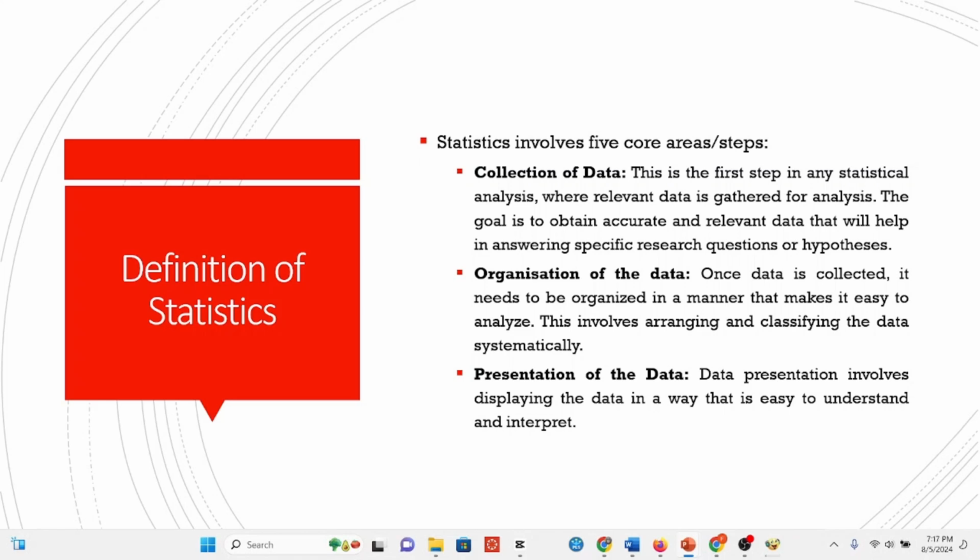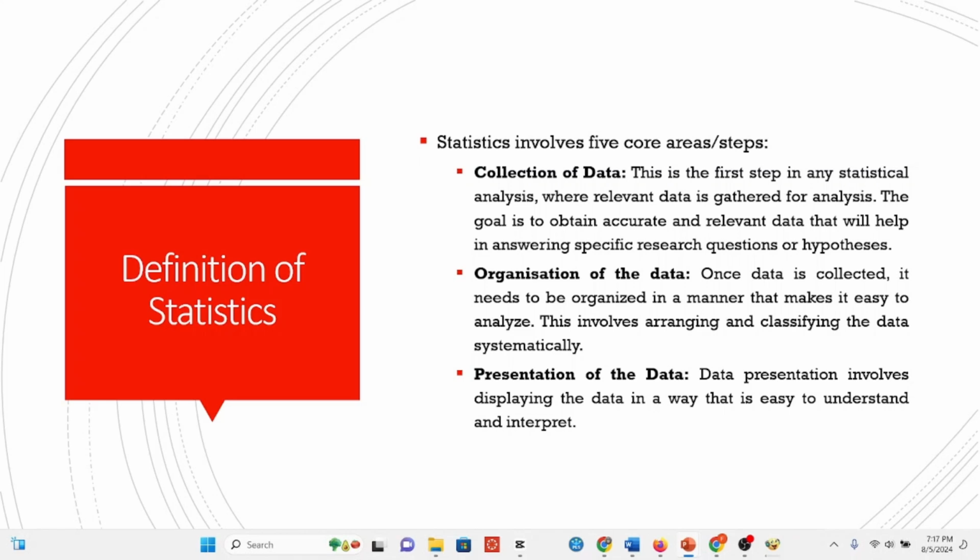The collection of data is the foundational step in statistical analysis and involves gathering relevant and accurate information to address specific research questions or hypotheses. This process can be carried out through various methods, including surveys, experiments, observations, or secondary data sources like government reports or previous research studies. Ensuring the data's reliability and validity is crucial, as it directly impacts the study's outcomes.